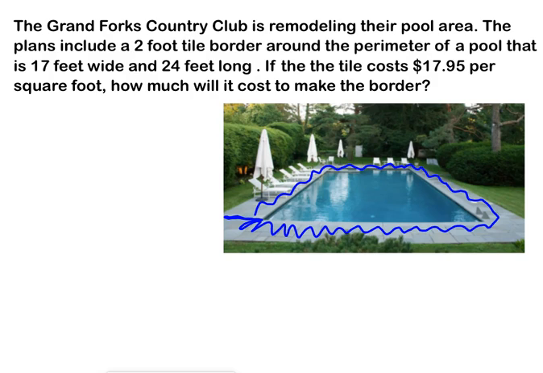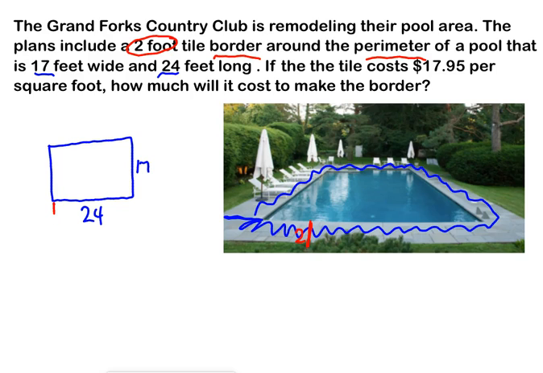So I'm going to draw my own little sketch here. Here is my little pool, and we are told that it's 17 feet wide and 24 feet long. And we want to put a 2-foot tiled perimeter around the entire pool. So this little tile around is 2 feet. You have to add 2 feet on this side, but also it's on this side too, so that's another 2 feet. And same thing over here, 2 feet here and 2 feet over here. And then I have to add 2 feet over here and 2 feet over here. So now let's sketch out what this would look like.